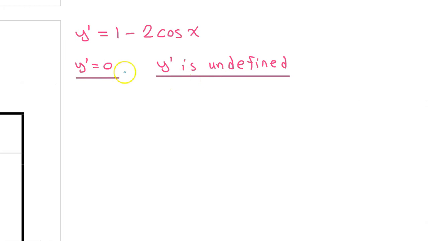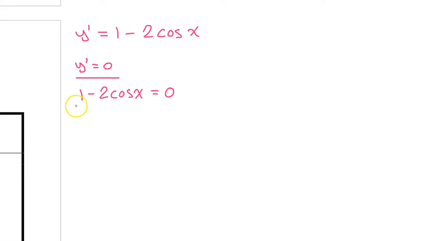The next step is to find where y prime is equal to 0 or where y prime is undefined. However, cosine is defined everywhere, so we don't need to worry about this one. So let's set y prime equal to 0 and solve. Adding 2 cosine x to both sides, we get 1 is equal to 2 cosine x. Dividing both sides by 2, we get cosine x is equal to 1/2. But where is cosine equal to 1/2?